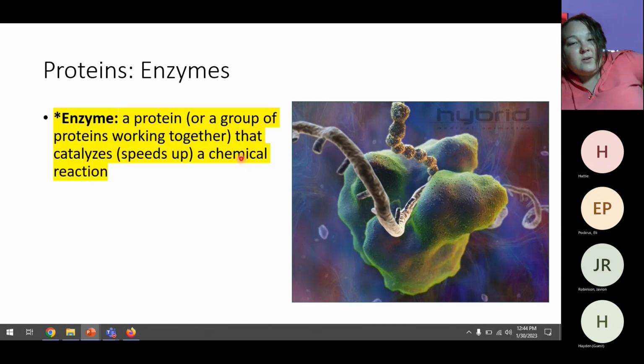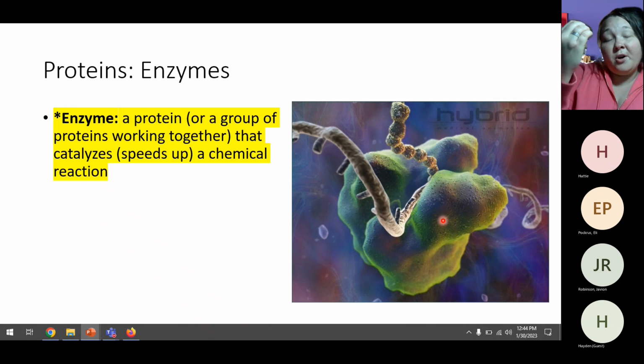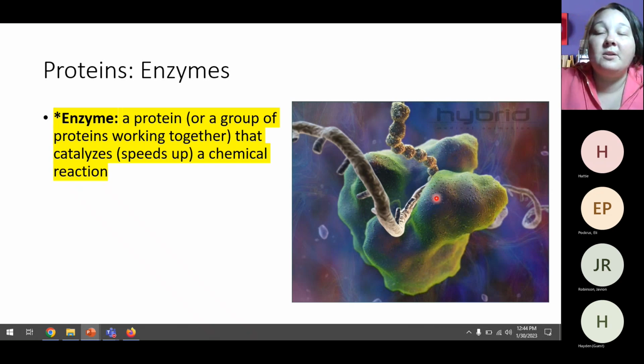All right, let's talk about enzymes. Enzymes are proteins or a group of proteins working together that catalyze, which means speed up, remember that from chapter 2, a chemical reaction. So here I've got this enzyme. This is a ribosome. Notice how it's shaped like a hand. It's perfectly shaped for the job that it's doing because this nucleic acid is running right through the middle of the protein. If it were not shaped like that, it couldn't do its function.